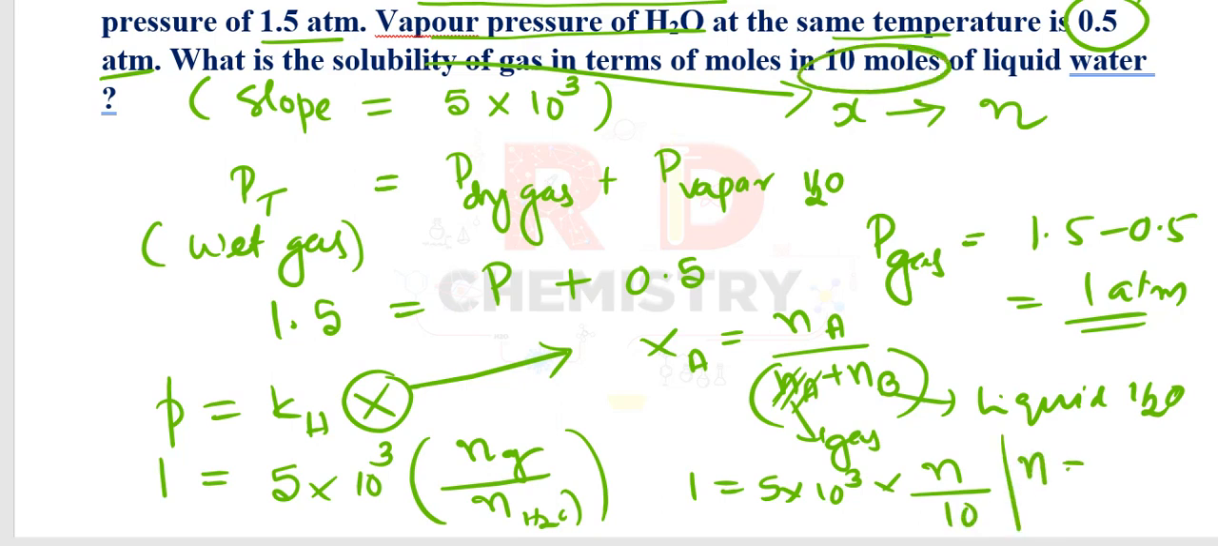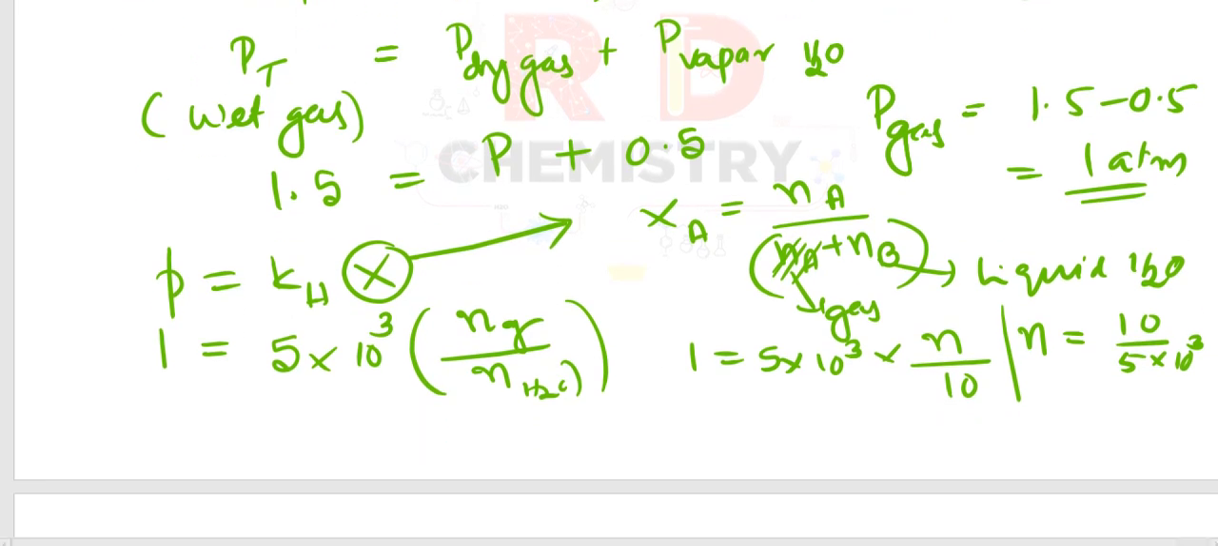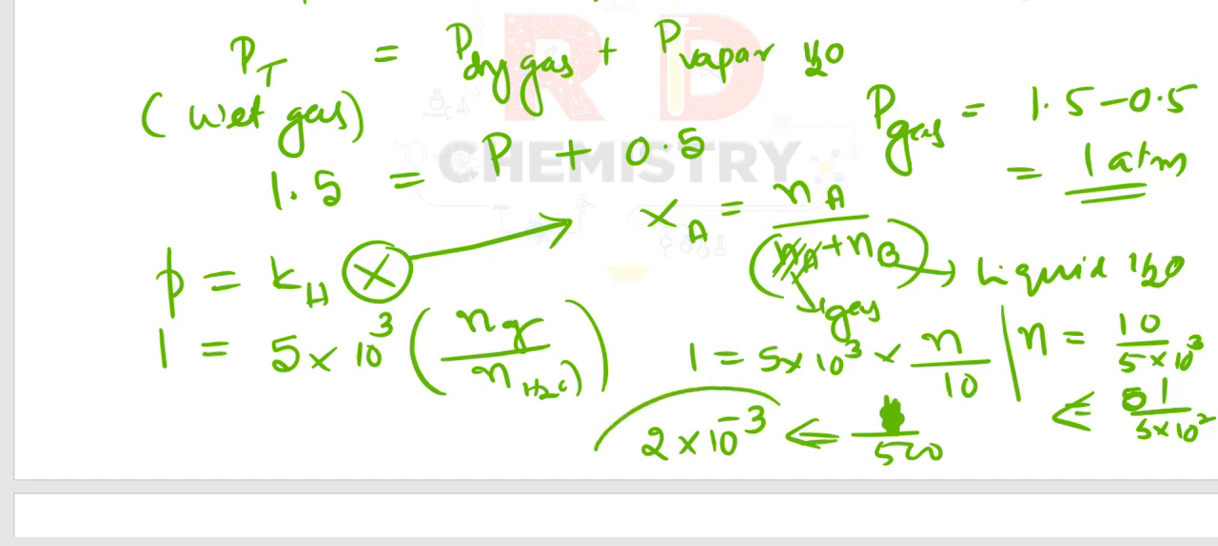Therefore finally when I substitute, N is equal to 10 divided by 5 into 10 power 3, and this will give me finally the answer. So this is equal to 1 divided by 5 into 10 power 2, correct? So 1 divided by 500. So this will finally give us 2 into 10 power minus 3. Okay, so this is the answer. This will be the mole fraction or the solubility expressed in terms of the number of moles of the gas. Hope this is clear to you.